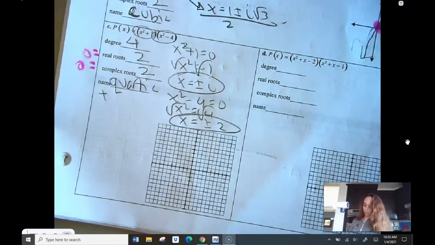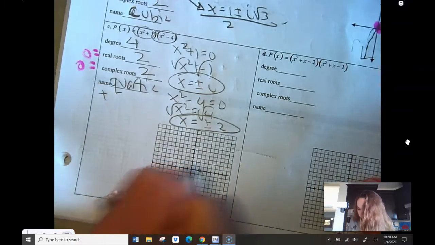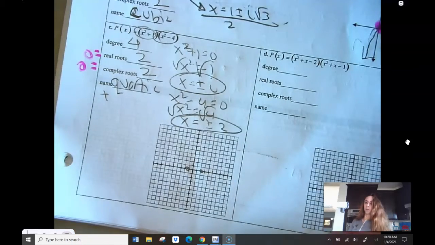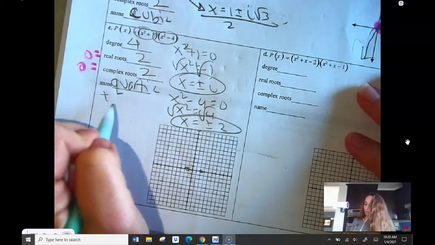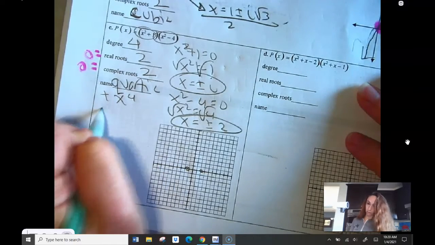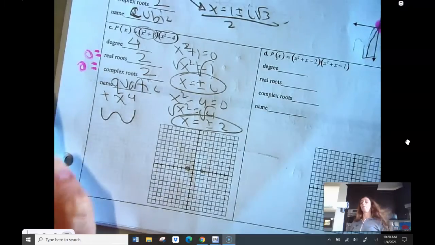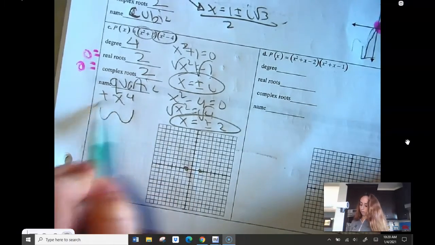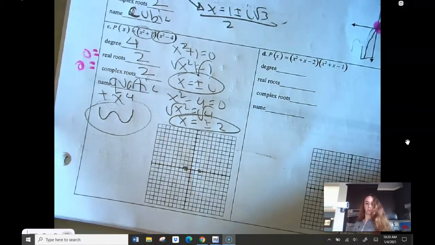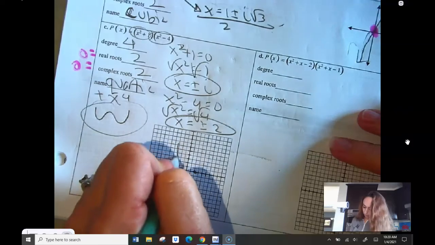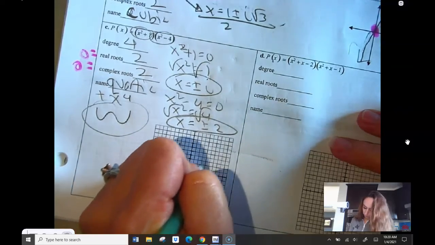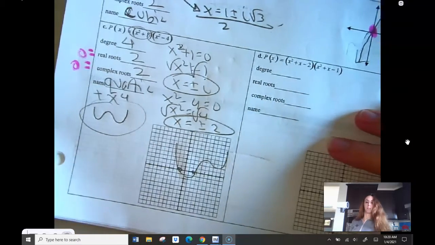Okay, so that means it crosses at +2 and -2. Now, if I'm doing a quartic, it's x to the 4th power. It starts up here, 1, 2, 3, 4. Now, I don't know about you, but before I graph it on here, I kind of want to see how it's going to look. So I could go like this, 1, 2, 3, 4. It could look like that.